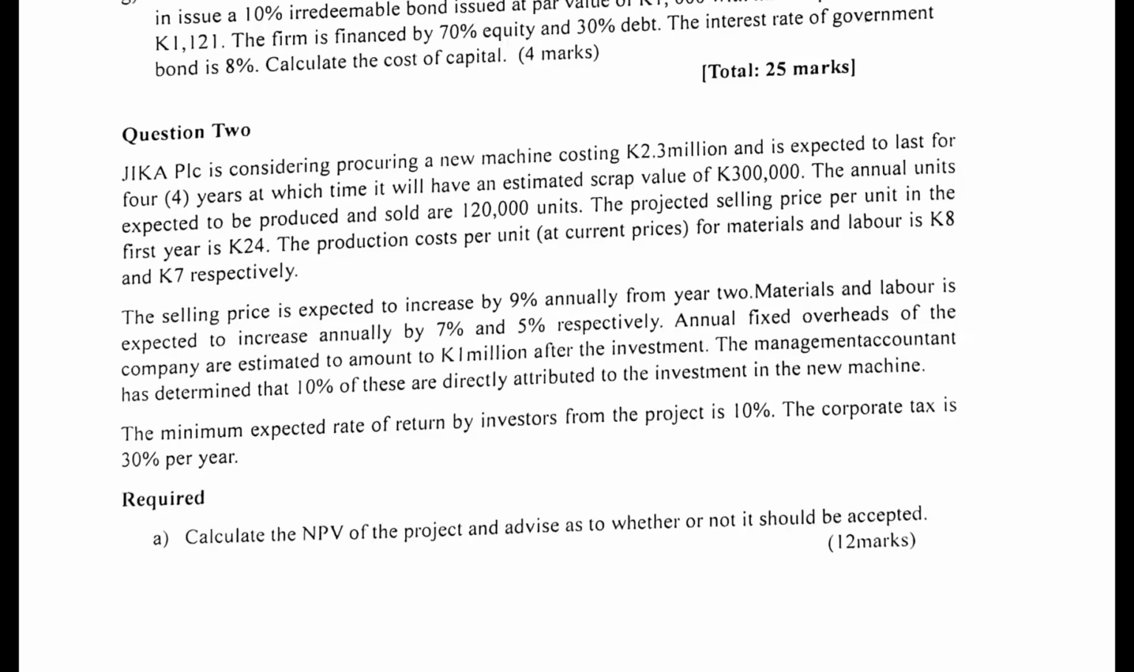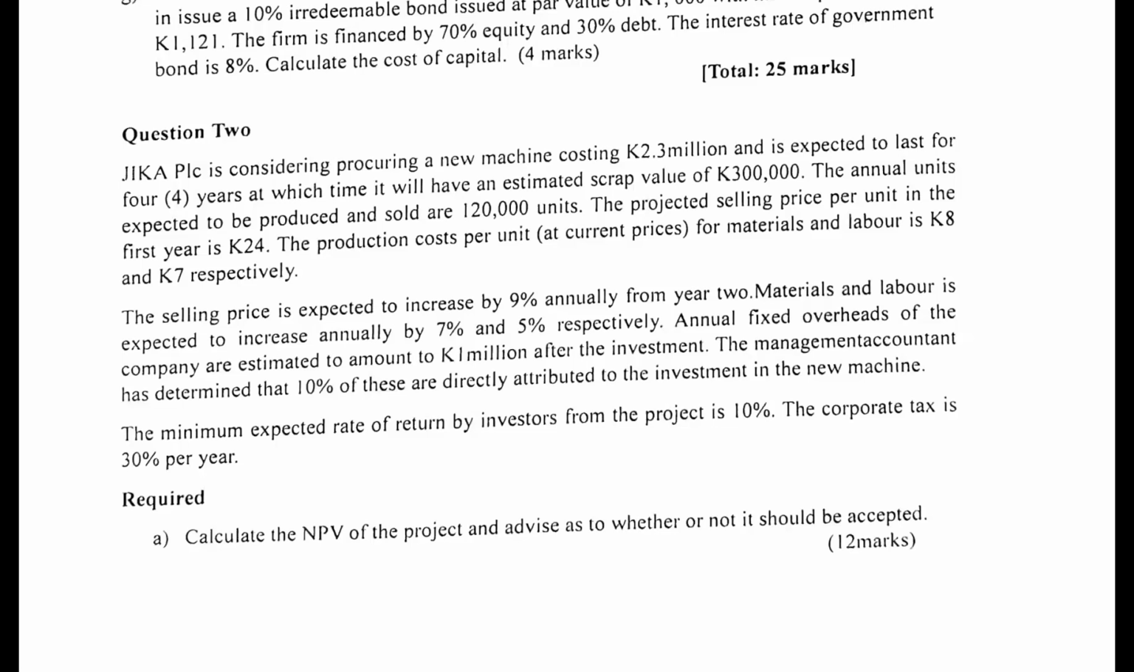The limited company is considering procuring a new machine that is costing 2.3 million. And so this is question number 2 of last year's 2023. You need to go through it and understand, basically. That's what we're trying to do. This question, by the way, is on investment appraisals. Yeah, investment appraisals. That's what we're trying to do.